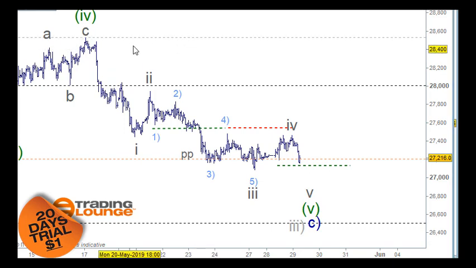Let's just do a little bit of homework on the hop. So that's the length of wave 1 here, just roughly. So if we move that over here, we can see that wave 3 is shorter than wave 1. So what that means is that wave 3 can't be the shortest, okay? So that means that wave 5 here is going to be the shortest.